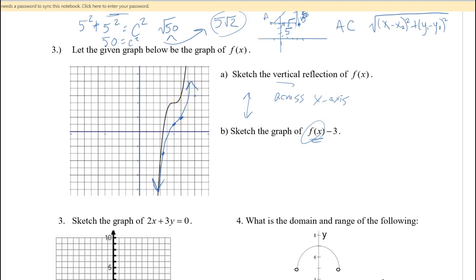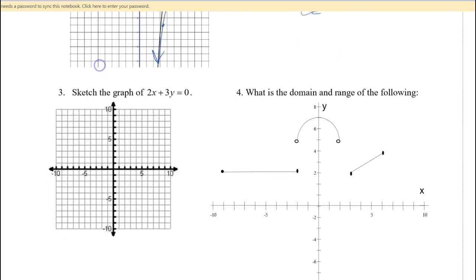So just take a few points, shift them down, re-sketch your curve, and you'll have that right. I should have made this a little bit more drastic here to match what's above. Okay. All right, moving on to number 3.